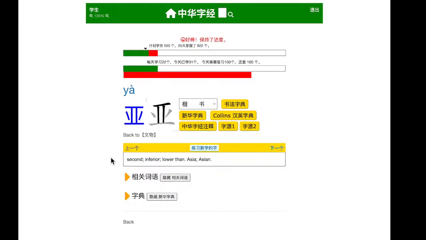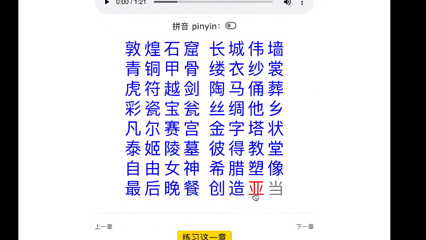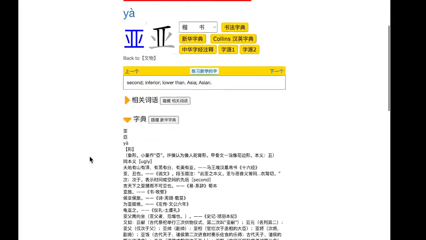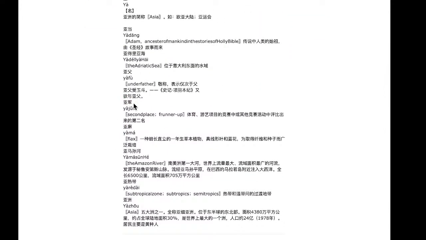亚 refers to a second, inferior, or lower than. 亚 is used as a reference to Asia. 亚洲, or 洲, if you remember from last time or a few days ago, means continent. 亚洲 is Asia. Yeah, it can also refer to things that are like second rate. 亚军, second place, the runner up.